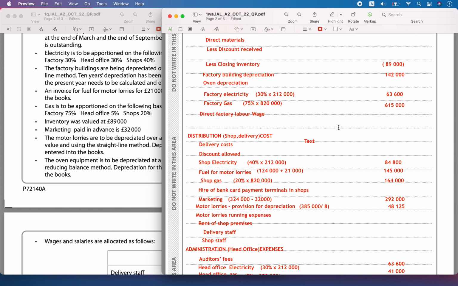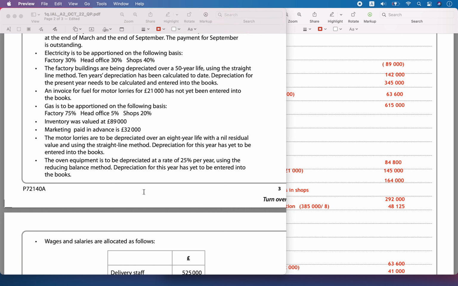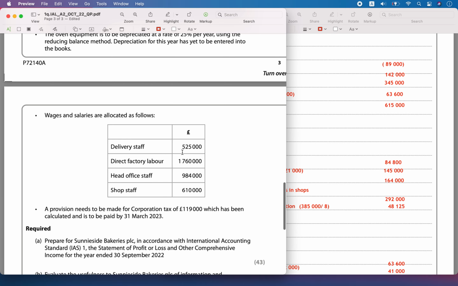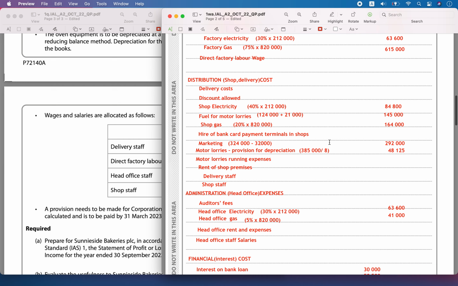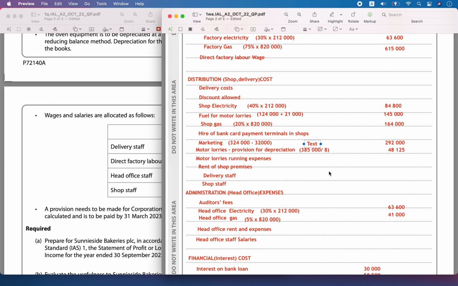Oven equipment depreciation using the reducing balance method is 345,000. Then wages and salaries. Delivery staff wages here they have given, it is 525,000.